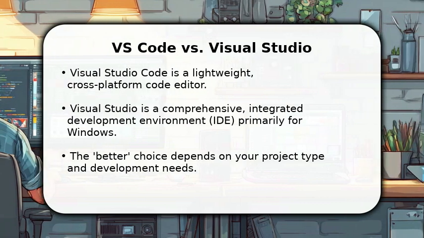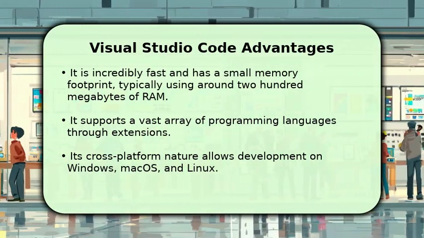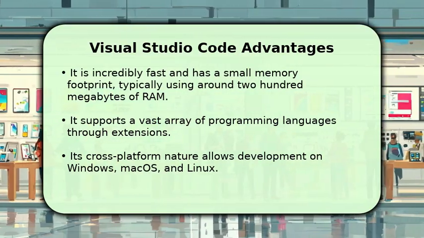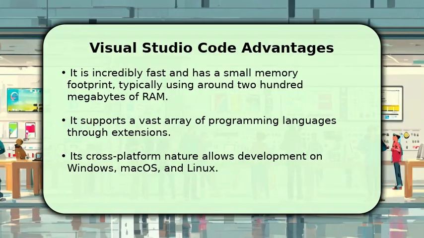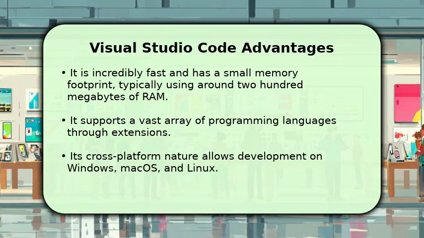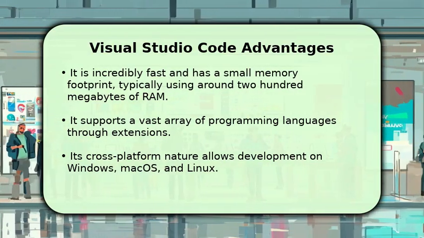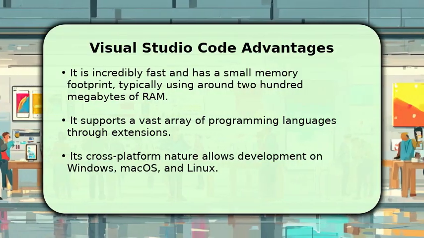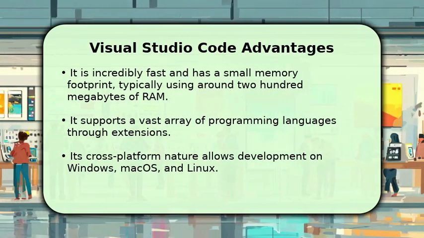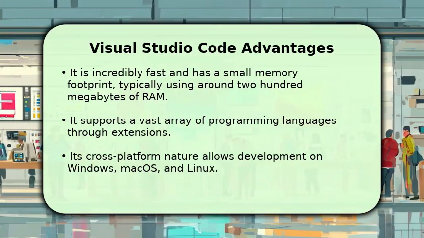and workflow. Visual Studio Code shines with its speed and minimal resource usage, often consuming around 200 megabytes of RAM. It's incredibly versatile, supporting countless programming languages through its extensive marketplace of extensions. Being cross-platform, it runs seamlessly on Windows, macOS, and Linux. Plus, it's completely free and open source, making it an accessible choice for developers worldwide.